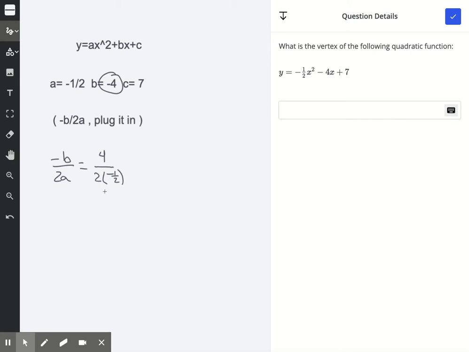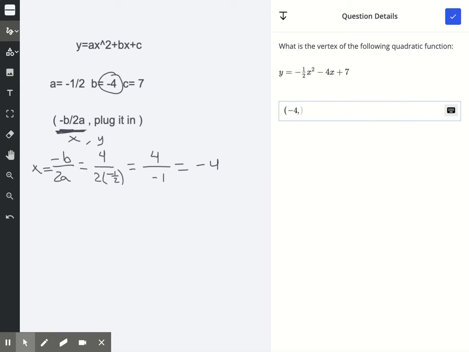Now, if you put this straight in your calculator, you're likely to make a mistake because there involves parentheses and order of operations, so I encourage you to just simplify this yourself. Do the bottom first. Well, that's a little trick you can remember. Always do the bottom first. 2 times negative 1/2 becomes a negative 1. The 4 stays a 4. 4 divided by negative 1 is a negative 4. So I know that this is my x because it occurs here, x comma y. So I know that at least my answer begins with a negative 4.